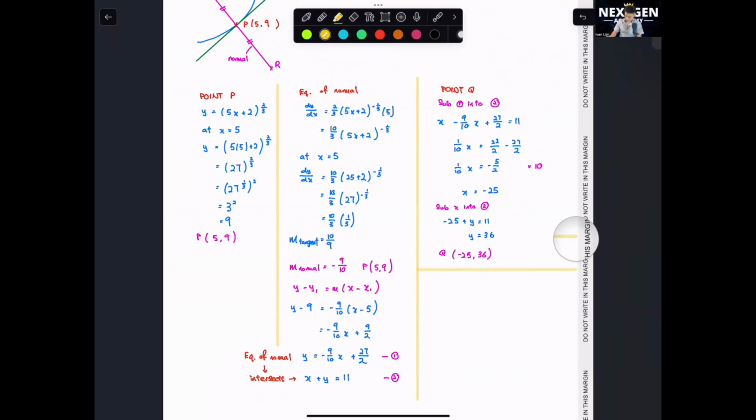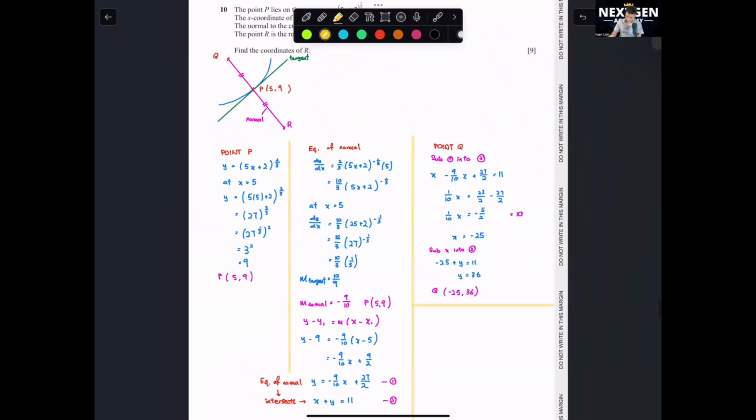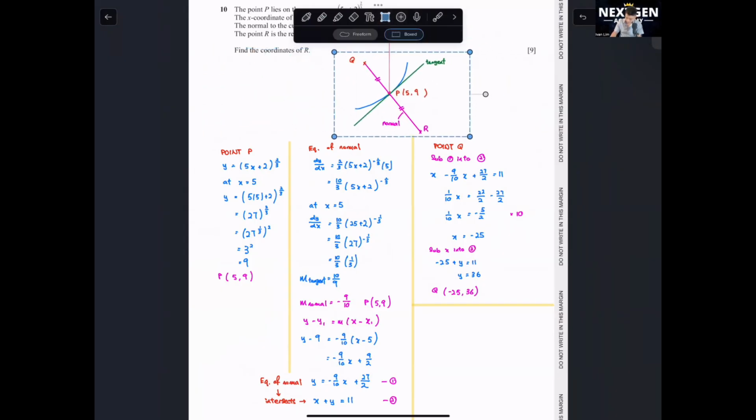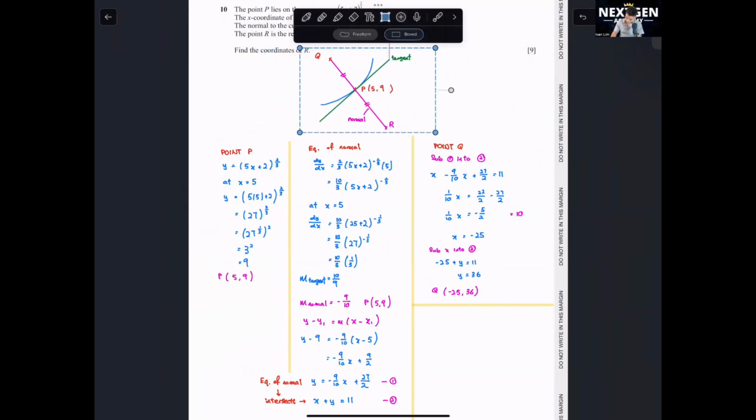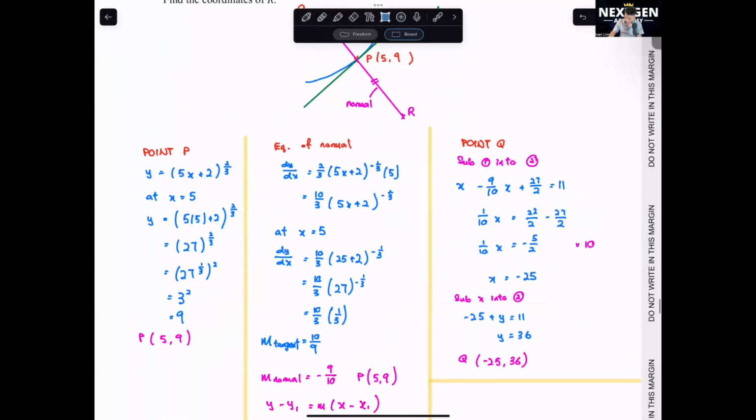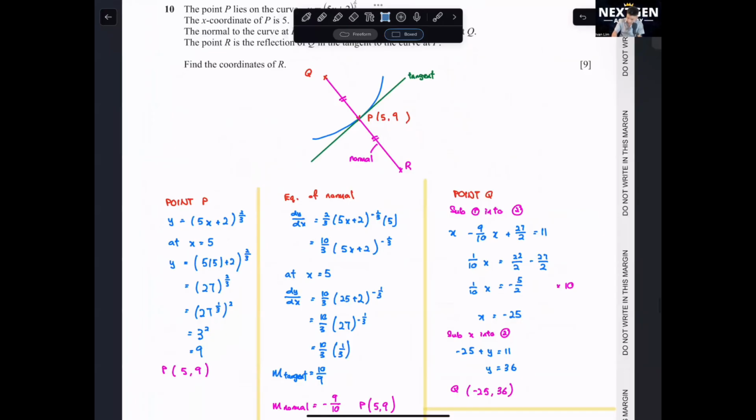Okay, let's go to the last part. We have to go back to the diagram here. Put it right in the middle. Let's label here. Q is (-25, 36). How do we find a reflection on here? We know that the length from here to here is the same as from here to here.